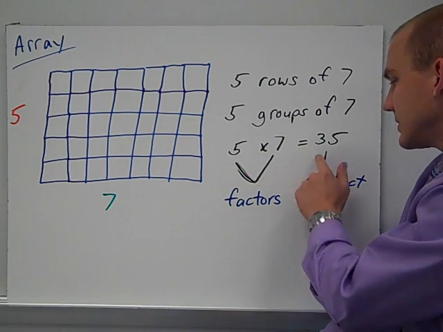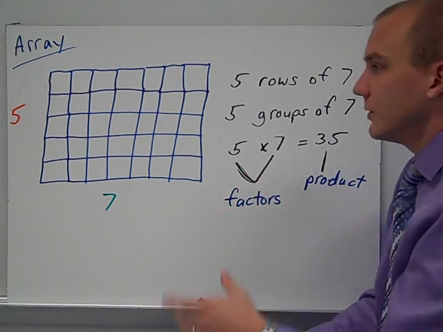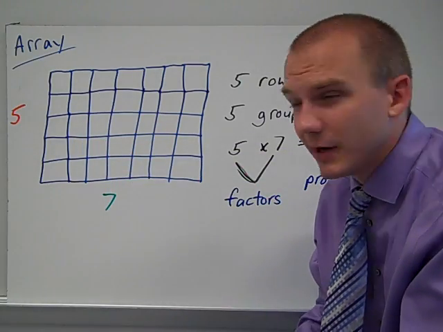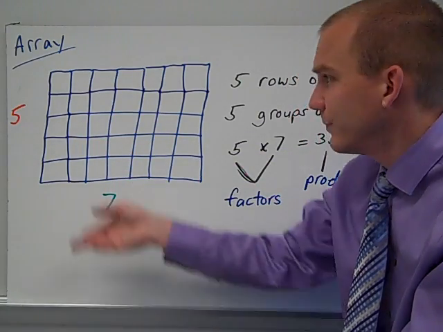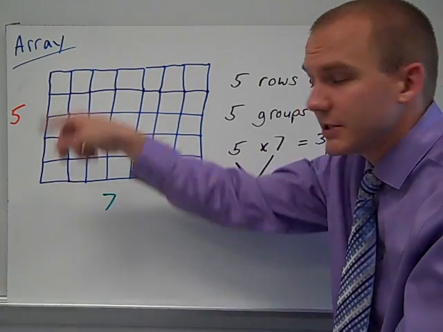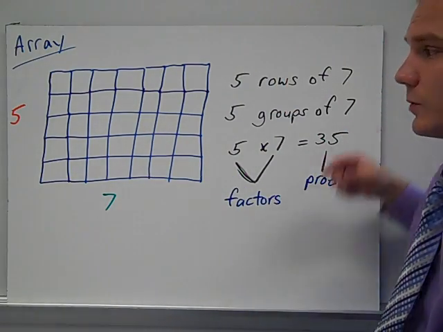Again, these are our factors. It tells us the product is 35. So there are 35 squares here. And at this point, you really shouldn't have to count it because, you know, if there's 5 down and 7 across and it's a rectangle, we have 35 squares.